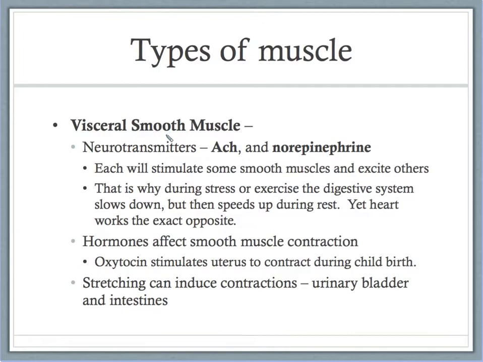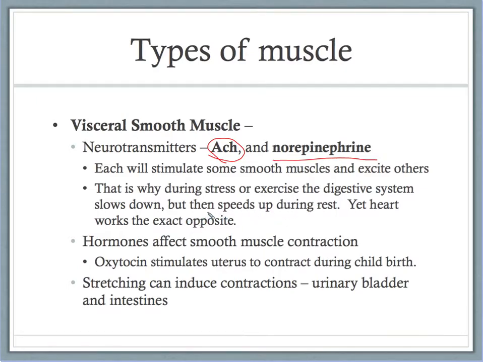Your visceral smooth muscle has neurotransmitters. It utilizes acetylcholine. It also uses norepinephrine. So each will stimulate some smooth muscles and excite others. This is why when you are exercising and you're stressed, your digestive system slows down. That's the norepinephrine part. But then when it goes to rest, it speeds up again.